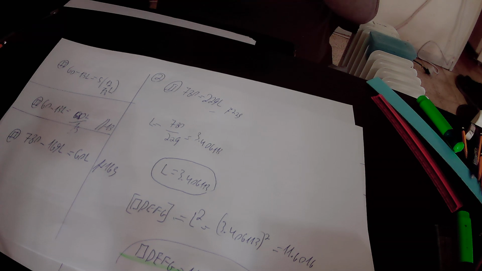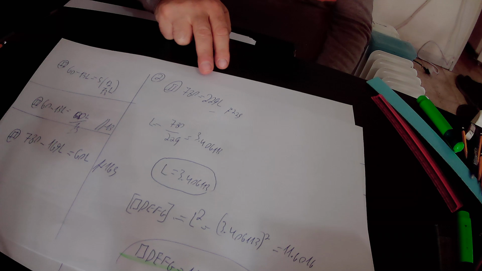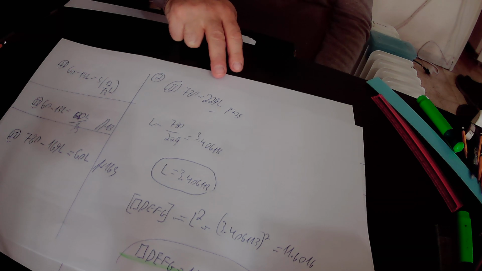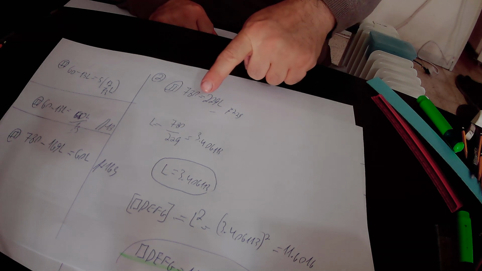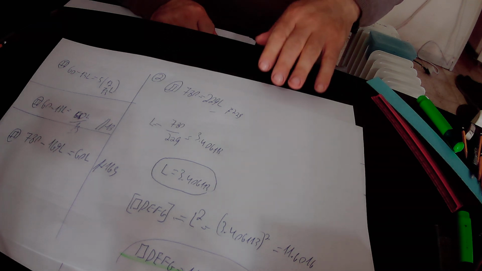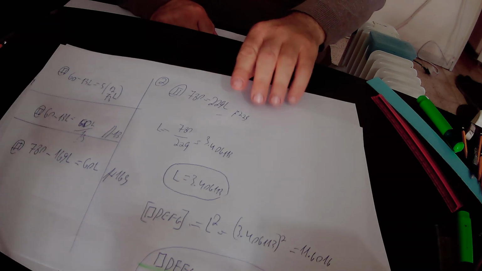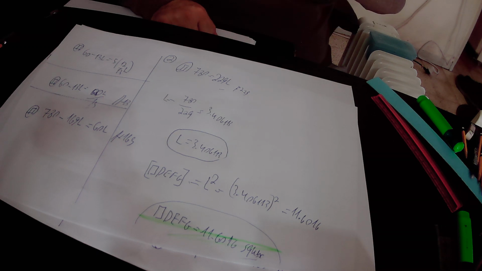In conclusion, according to equation 2, 780 equals 229L. Here we divided this equation by 229, and finally found that L equals 780 over 229. And 780 over 229 equals 3.40611 units. So we found the value of L.